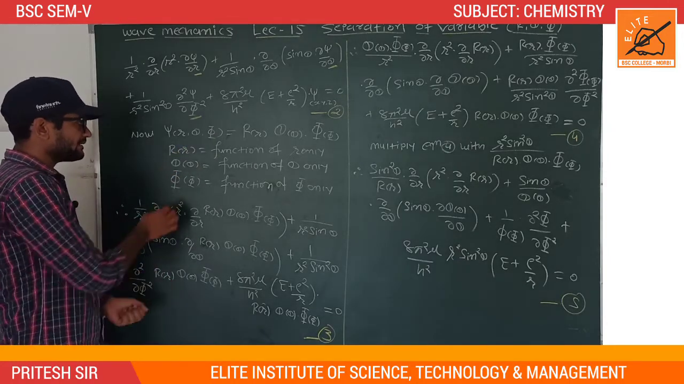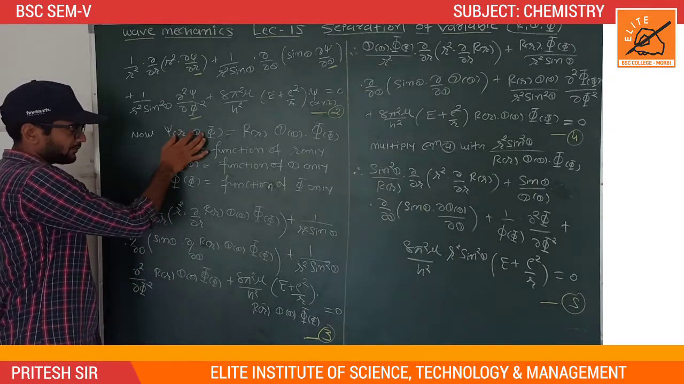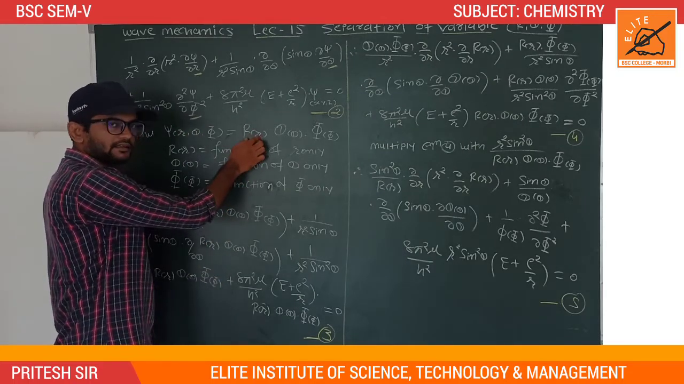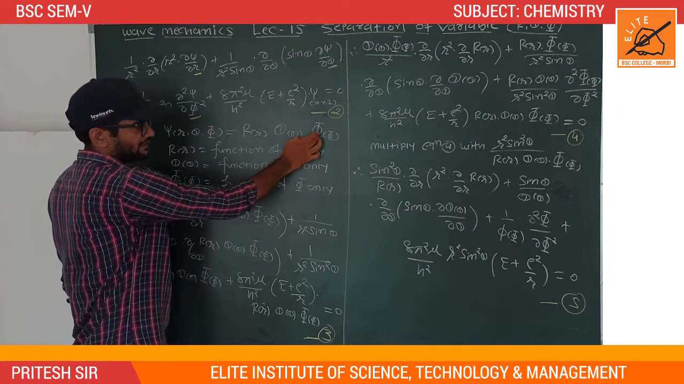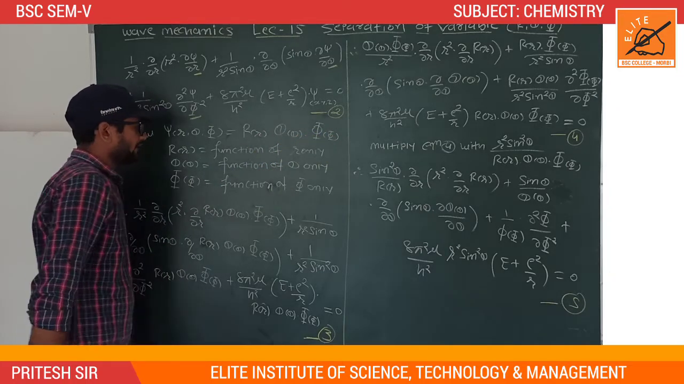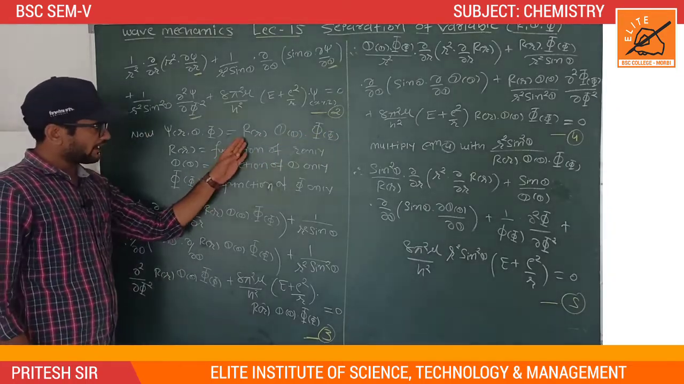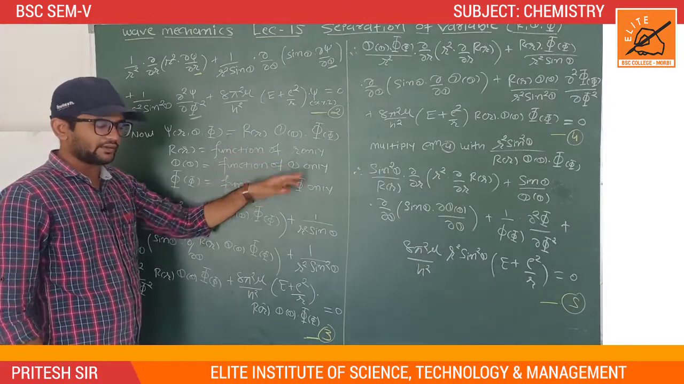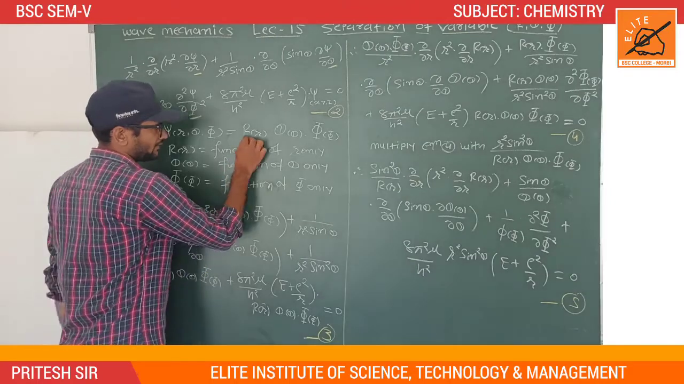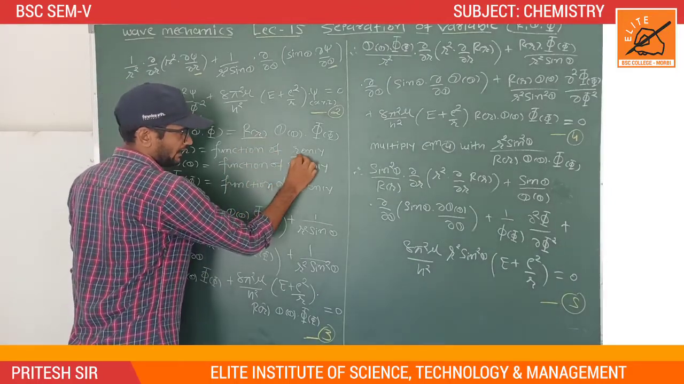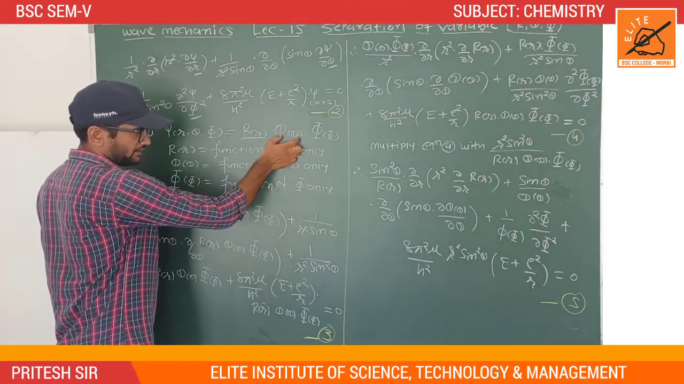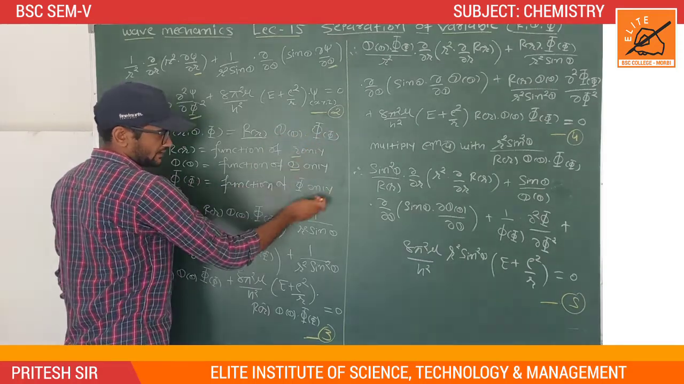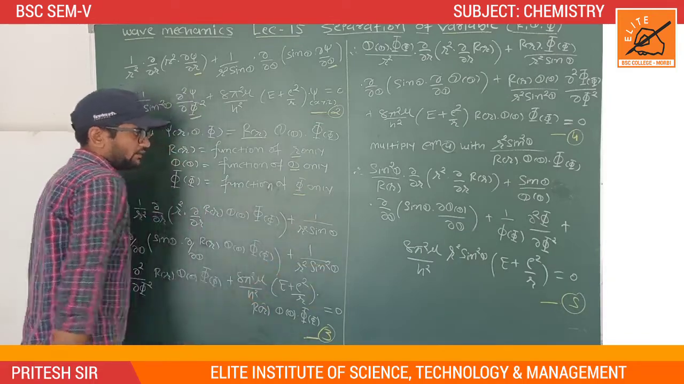Psi is the product of three different wave functions: the first with variable r, R of r, the second Theta of theta, and the last Phi of phi. What do we mean by R of r? R of r is a function of the variable r only. Theta of theta is a function of the variable theta, and Phi of phi is a function of the variable phi.